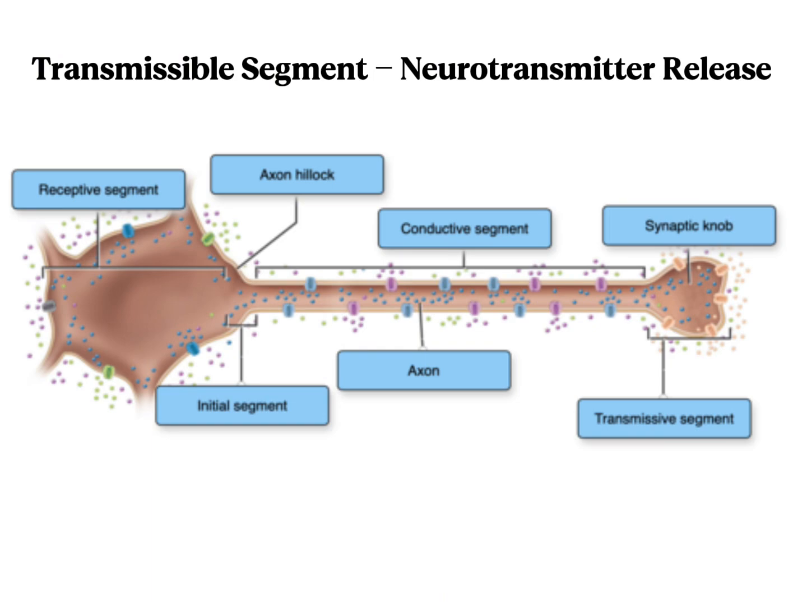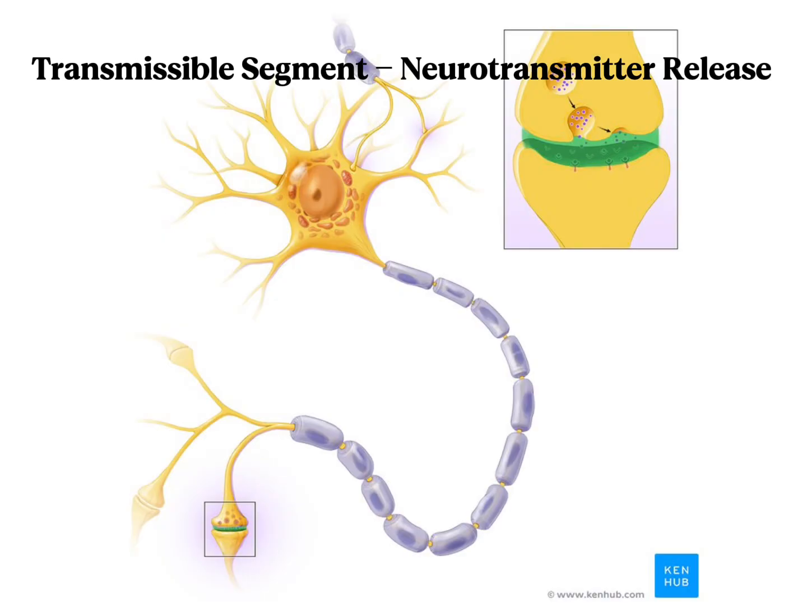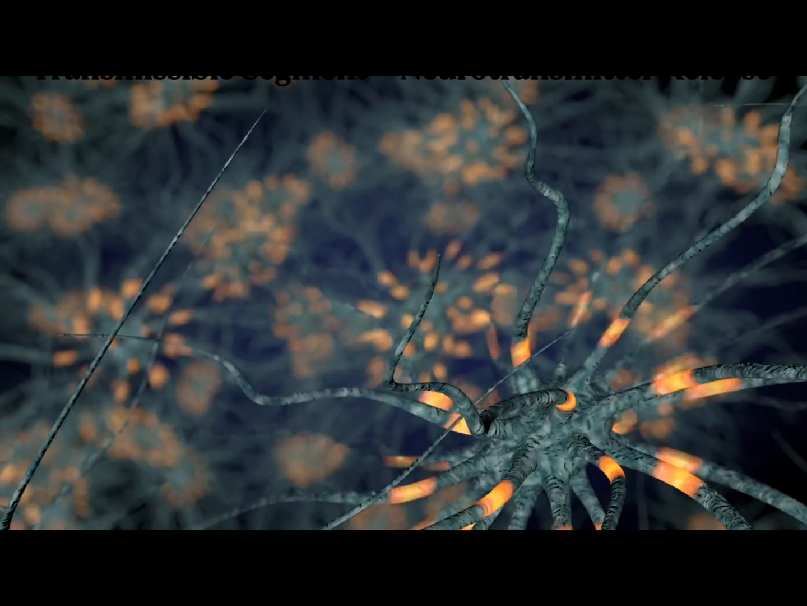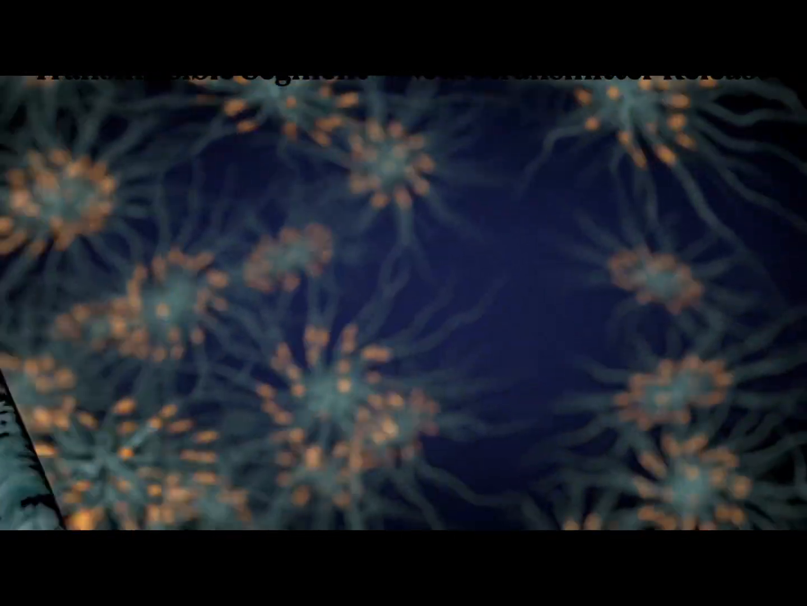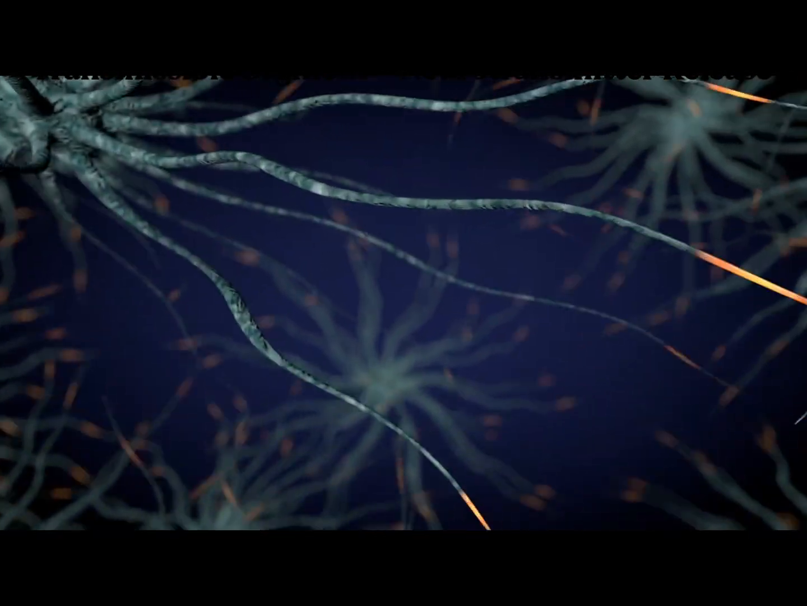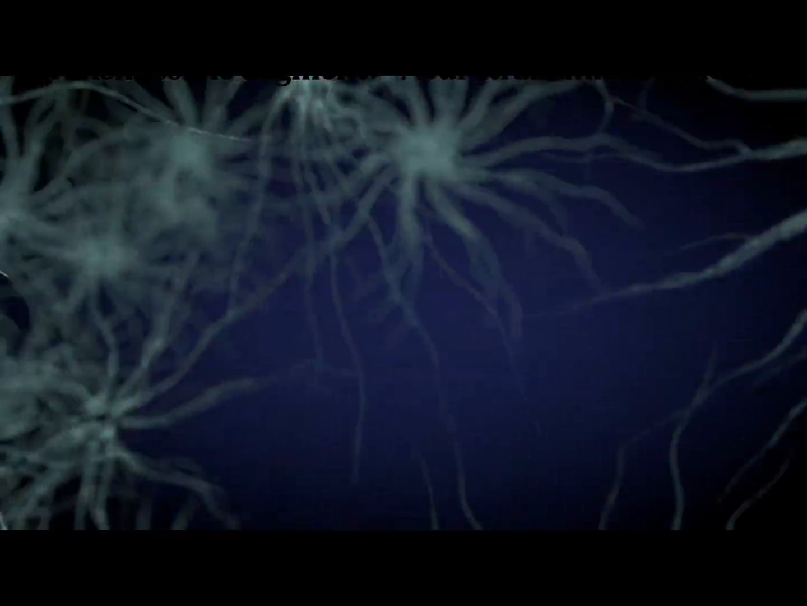And finally, the signal reaches the transmissive segment, the axon terminals. Here, the voltage-gated calcium channels open, calcium enters and triggers vesicles to release neurotransmitters such as acetylcholine into the synaptic cleft. The signal then moves on, kind of like your ex moving on, to the next neuron, muscle, or gland, and communication is complete. Neurons are excellent at networking.